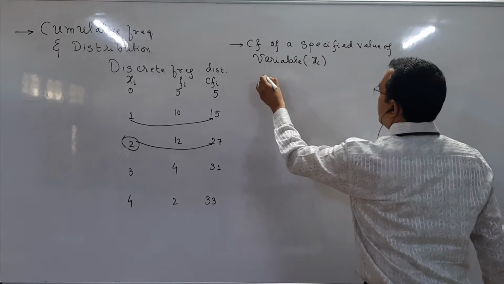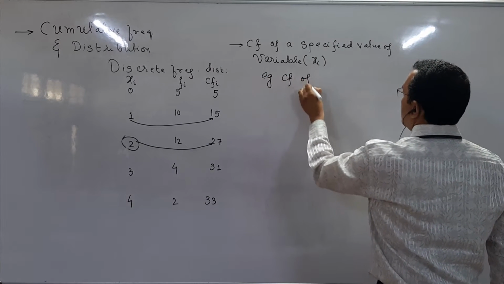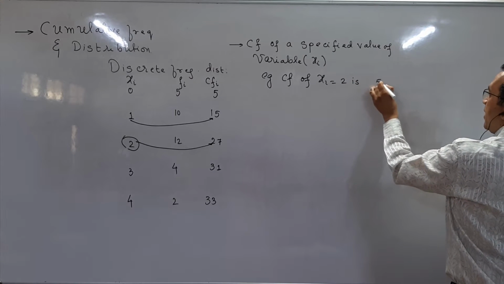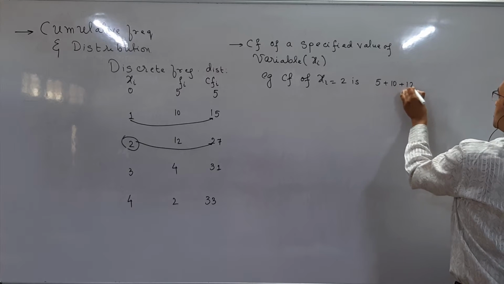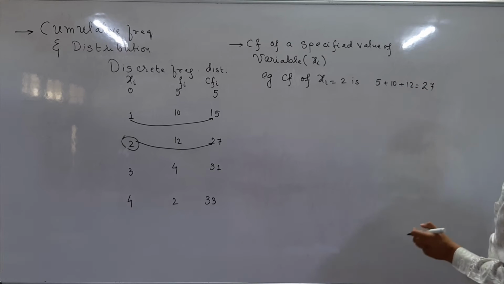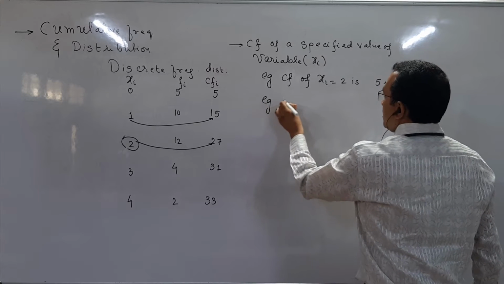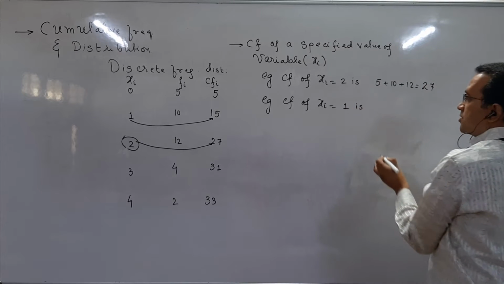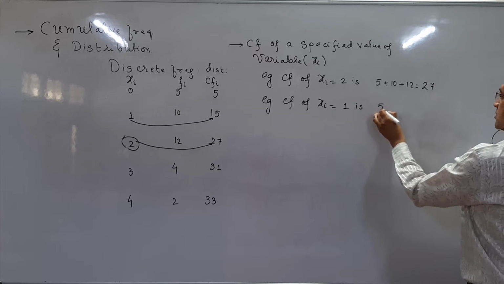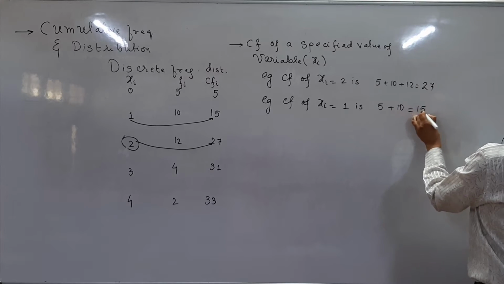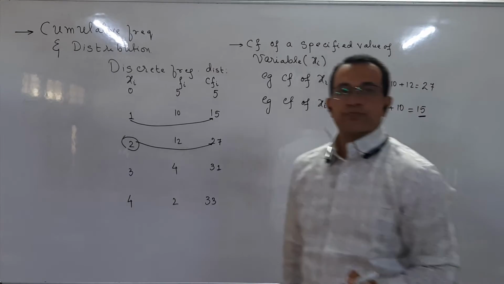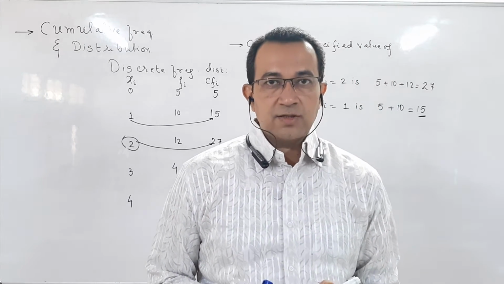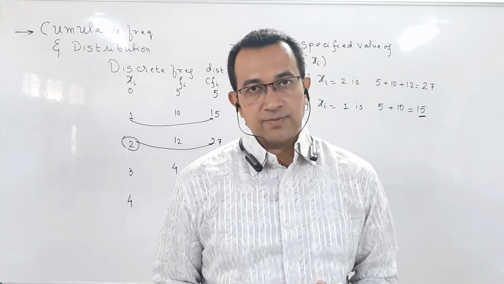I can write here, for example, cumulative frequency of xi equal to 2 is 5 plus 10 plus 12, which is nothing but 27. One more example. Cumulative frequency of the value of variable xi equal to 1 is the sum of frequencies of 0 and 1, which is 5 plus 10, and that is how many students? 15. So this is the definition of cumulative frequency of a specified value of variable.